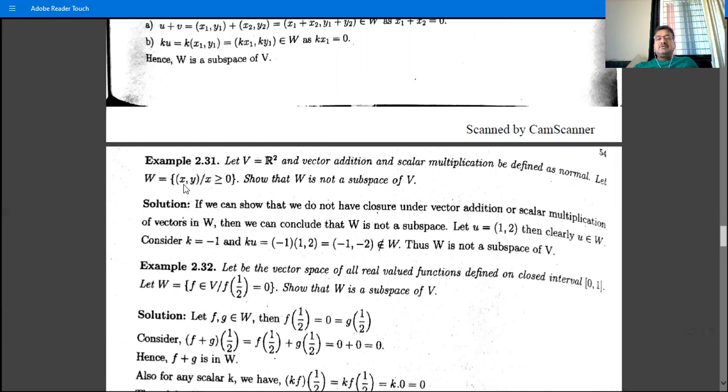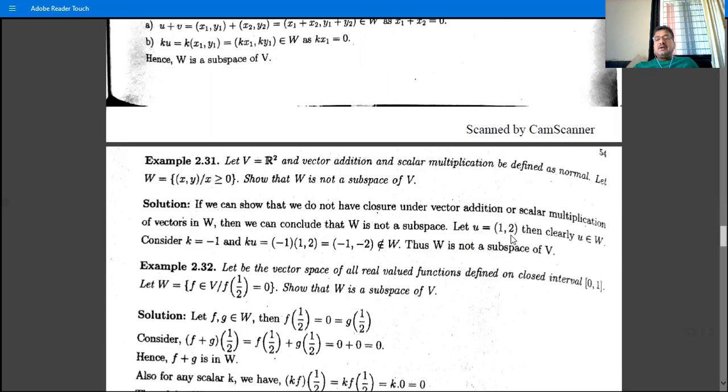Let W be the set of (x, y) such that x is greater than or equal to 0. Show that W is not a subspace of V. So I have to give a counterexample. That is, we have to show this W is either not closed for addition or not closed for scalar multiplication. So here W is not closed for scalar multiplication.